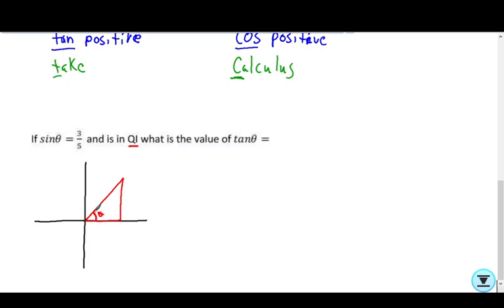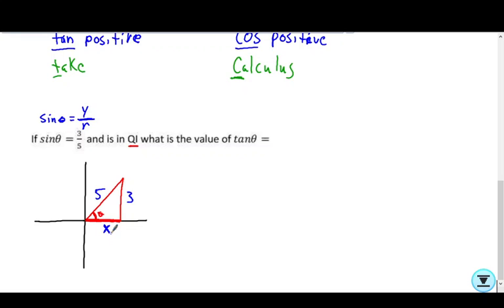Remember, reference angles are the angles from the terminal side to the x-axis. So your triangle should always be sitting on the x-axis like this. Now, it says sine theta is 3/5. Going back to our ratios, sine theta is y/r. So my y value is 3 and my r is 5. I put my 3 here because it's the y and 5 here because it's my r. I don't know what x is though.